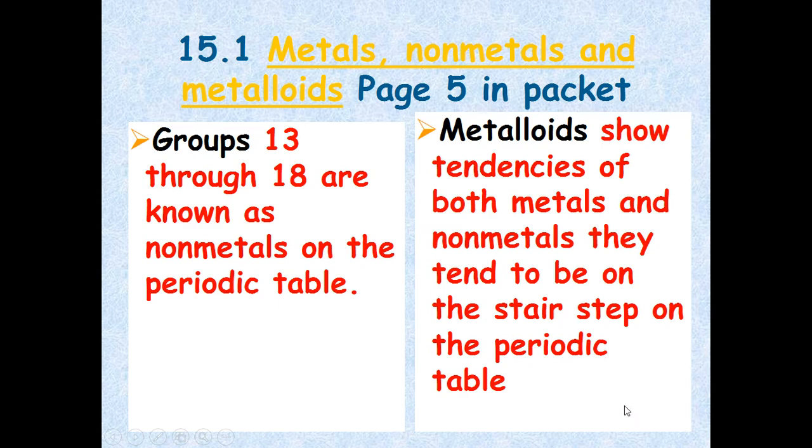The metals, the nonmetals, and metalloids. Okay, Group 13 through 18 are known as the nonmetals on your periodic table. And metalloids, they simply show a tendency to both metals and nonmetals, and they tend to be on the stair step. So this is where you're going to be starting to pull out your periodic table.